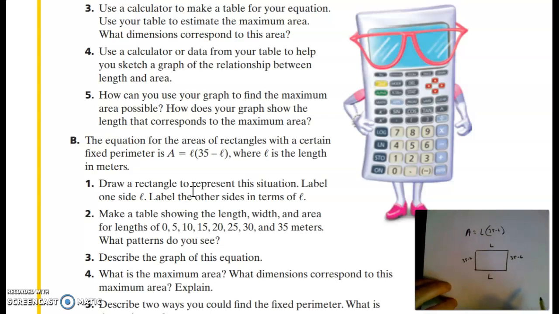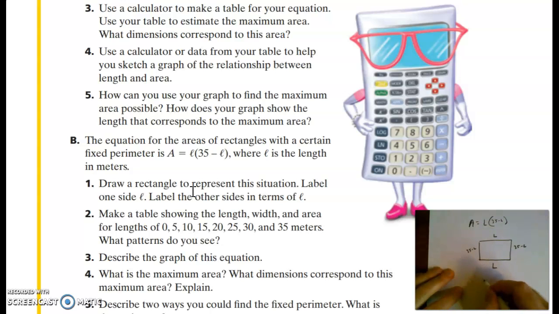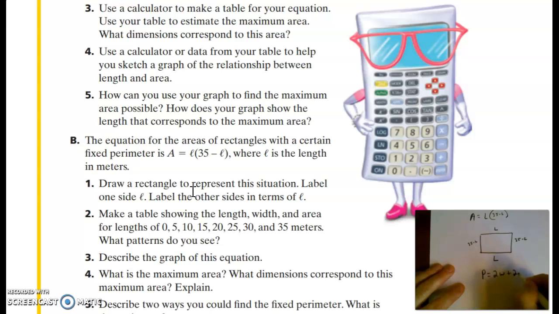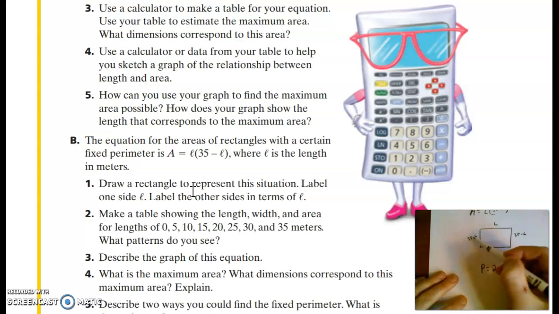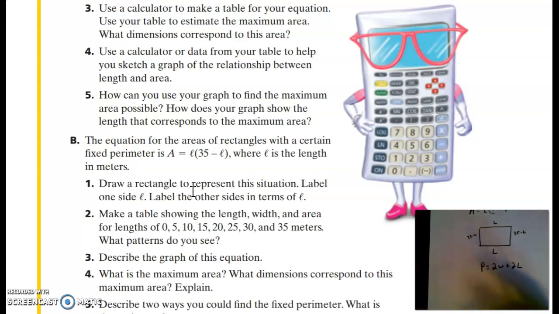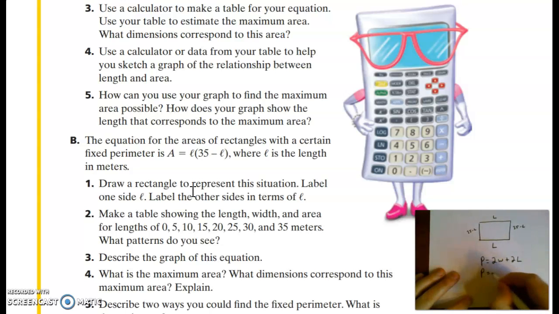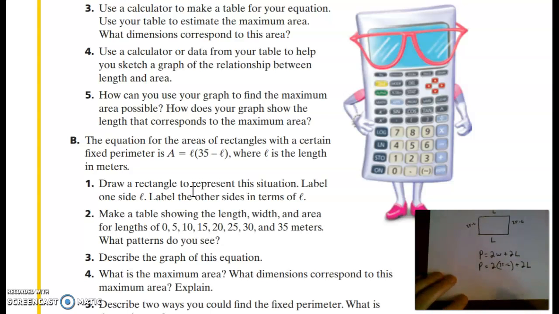To take it a little bit further, I could ask you the question, well, what is the perimeter of this rectangle? And we could go to the formula of the perimeter, which is, perimeter is twice the width plus twice the length. We, of course, have length here, which is still L. The width is represented with 35 minus L. So maybe I replace this and go perimeter equals 2 times 35 minus L plus twice the L.